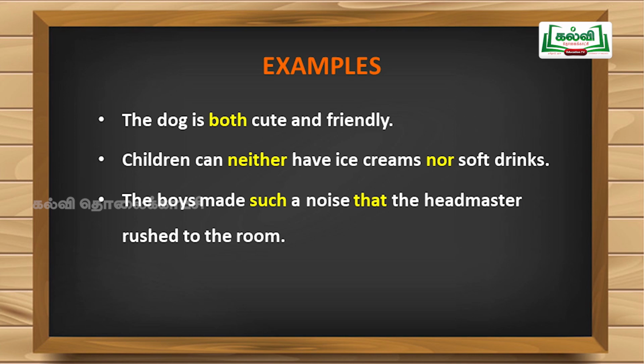Next, both. Two qualities are combined using the word both. The dog is both cute and friendly. So, the dog cute, beautiful இருக்குது. At the same time, it is also very friendly.